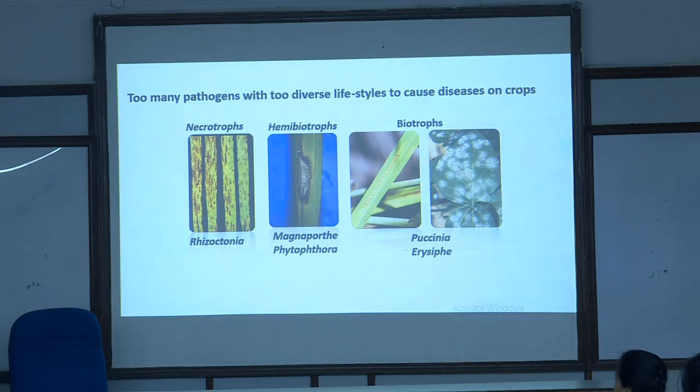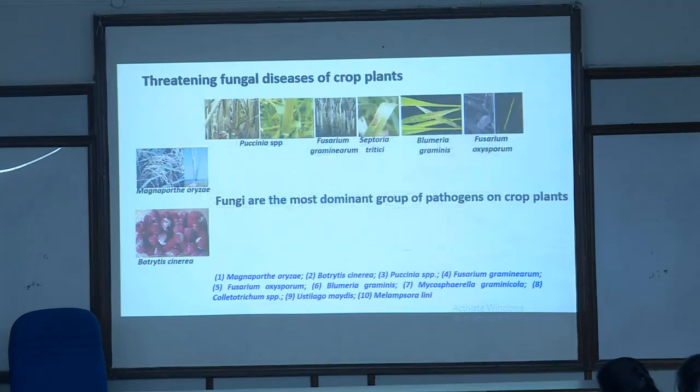The classical example is Rhizoctonia solani in rice, and we have Magnaporthe and Phytophthora in rice and potatoes, and we have biotrophs. We have three major diseases in the world. One is the Puccinia rusts, and we have Erysiphe powdery mildews, Podosphaera powdery mildews, and downy mildews, and so on. So these pathogens are very diverse, with different kinds of lifestyles. They can really create serious yield loss.